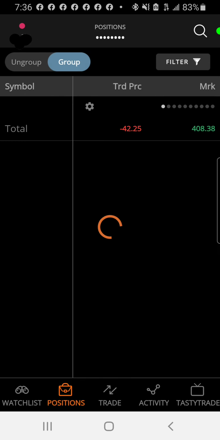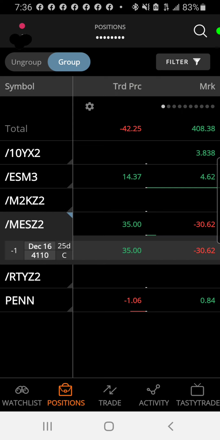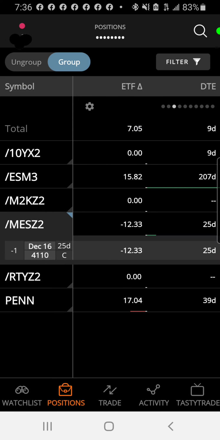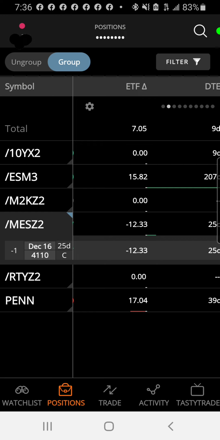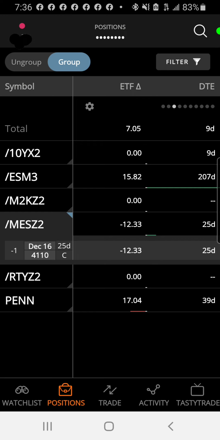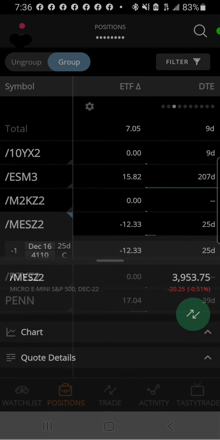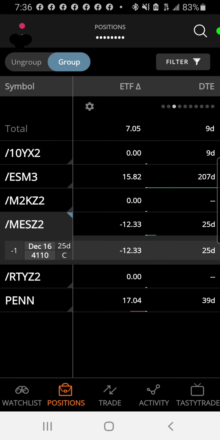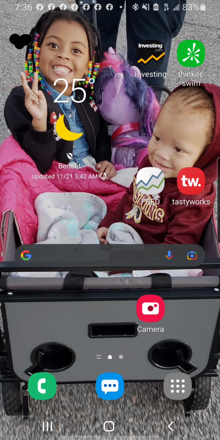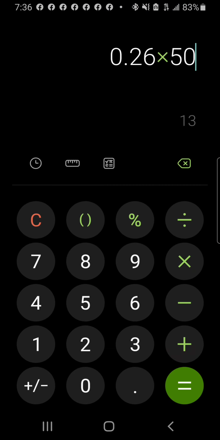If I go back to my position, I go to MES. Remember I said the multiplier is 50. So I can do 0.25 times 50, and that number will equal the real number, the 3 decimal place, would equal what you see on the delta right here, that minus 12.33. But let's double check that math.